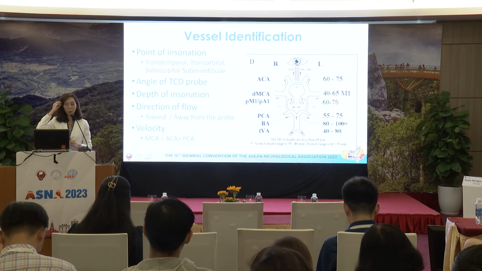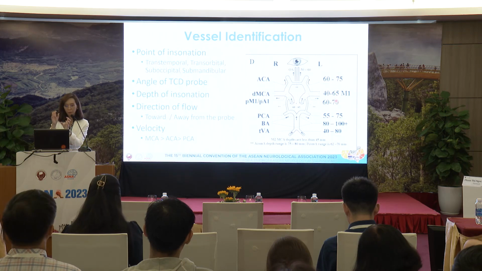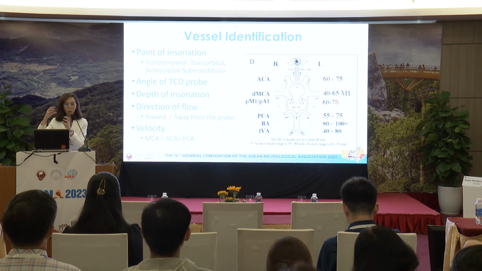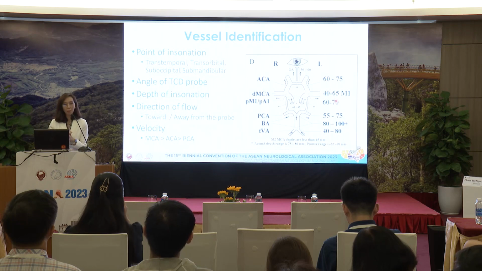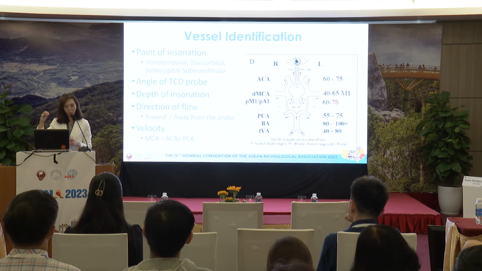Because it's blind, you just put the probe on, and you just try to change the depth of the insonation. So when you want to find middle cerebral artery, usually you start off with like 50 millimeters, and then you move the probe around a little bit to find the artery, and then you know where it is, and you try to follow the artery. So the depth would define your artery as well.